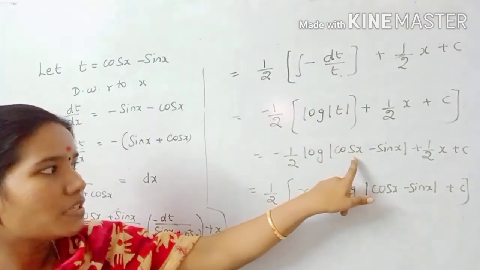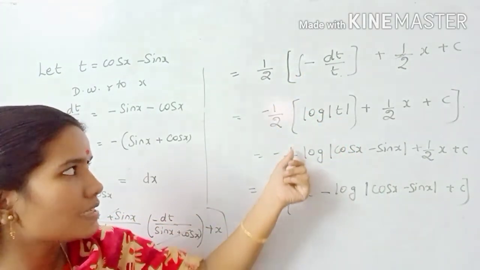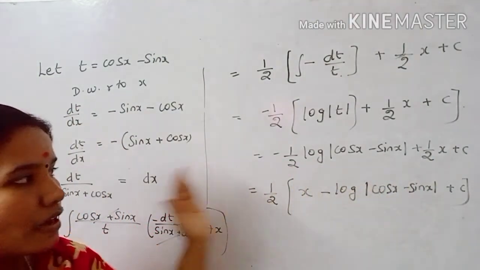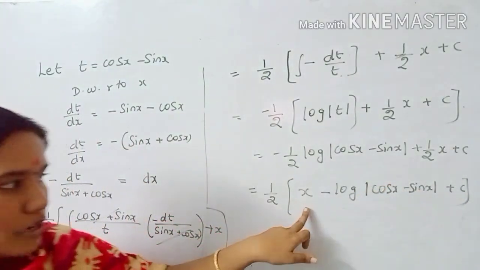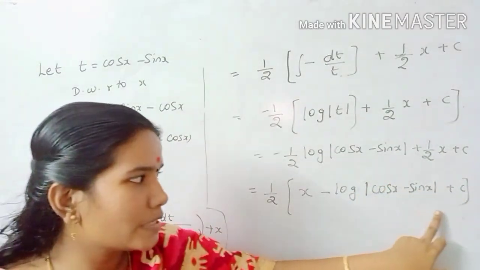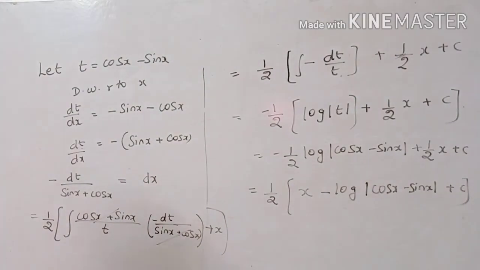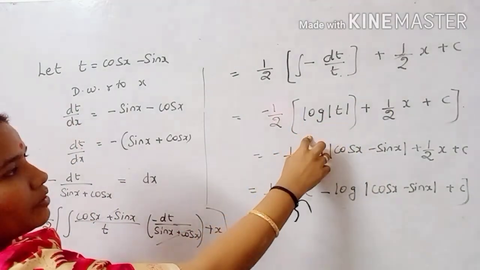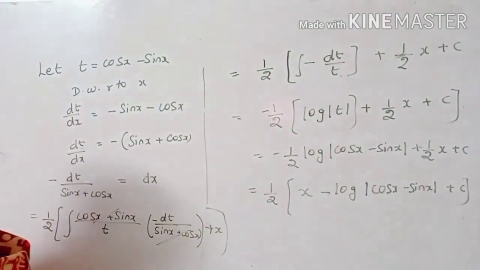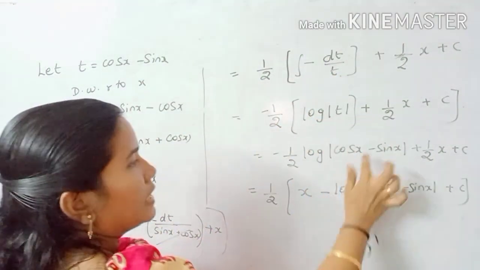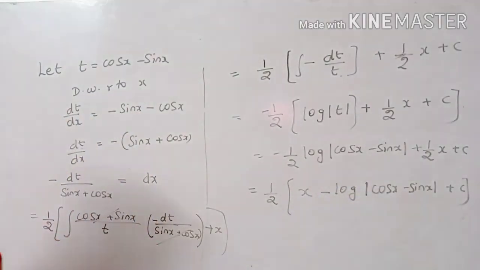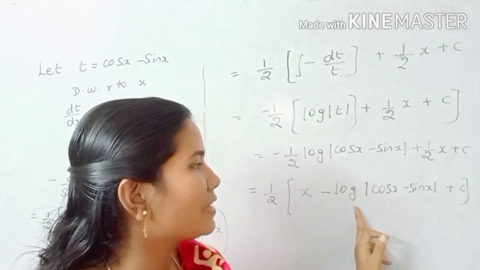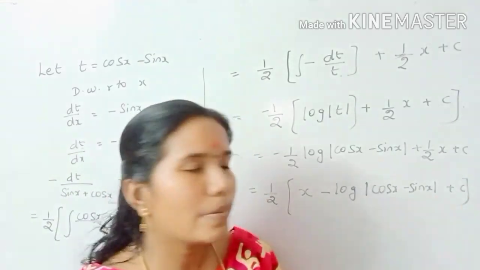So t value is cos x minus sin x. So minus half log cos x minus sin x plus half x plus c. So take half commonly out. The positive value comes first and the negative value comes second plus c is the answer. So இதை integrate பண்றோம். இதை integrate பண்ணும்போது 1 by t உடைய value log mod t. So log mod t, t உடைய value cos x minus sin x. So therefore half வெளிய எடுத்தோம்னா x minus log cos x minus sin x plus c is the answer.